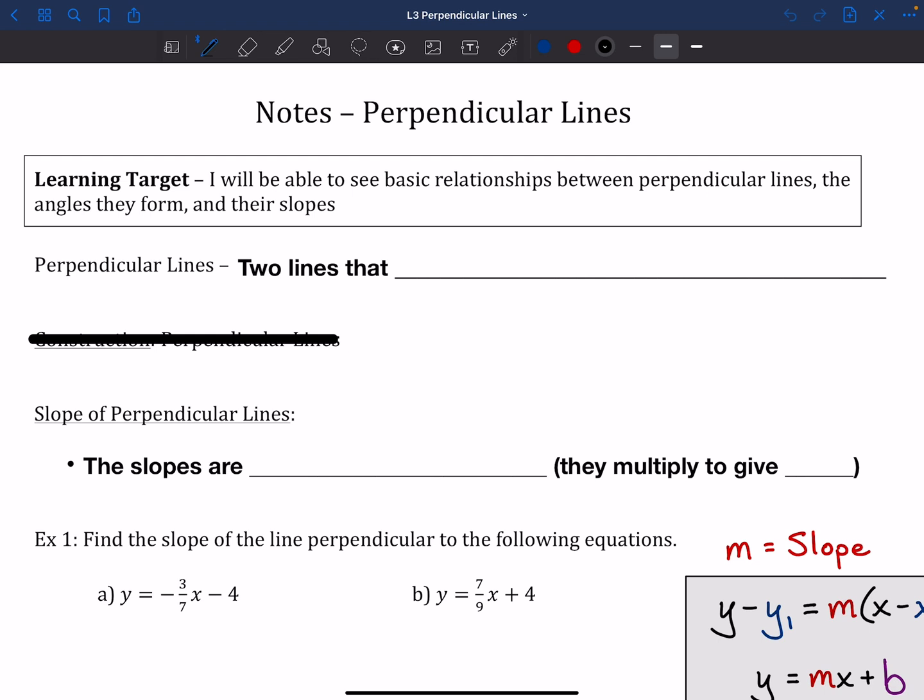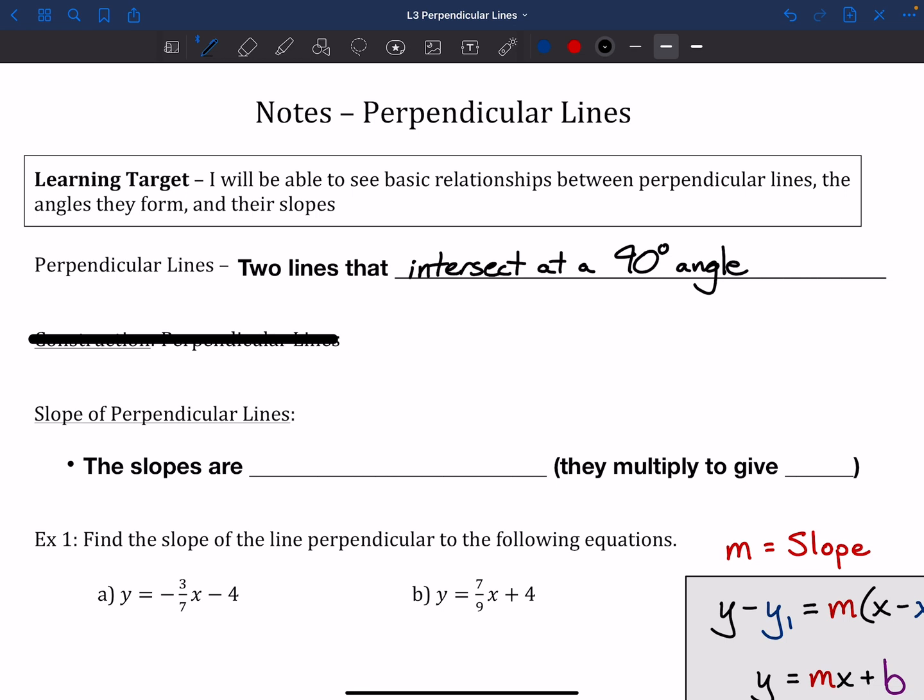Perpendicular lines is when we have two lines that intersect, and it's not just that they intersect, it's that they intersect at a 90-degree angle. So they need to intersect perfectly with a right angle between them. One's going exactly in one direction, the other one's going 90 degrees from there. You can think about a compass: the north-south and the east-west are perpendicular. They are 90 degrees from each other the whole way around.